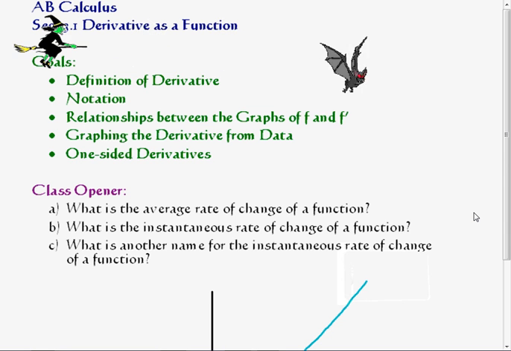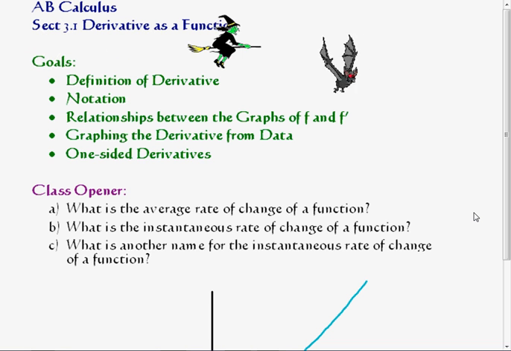Okay, today we're going to look at derivatives. Okay, guys? Definition of a derivative we've done, but we'll review it. We're going to learn about notation. And there's an alternate form for the definition of the derivative, which sometimes the algebra is easier with. We're going to look at the relationships between the graphs of the function and its derivative. Okay, and graphing the derivative from data, and I'm even going to do the one-sided derivatives, and we should still have some time left at the end.